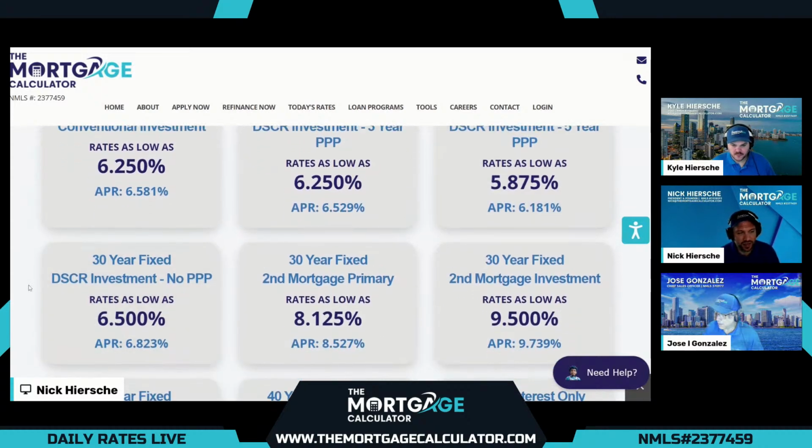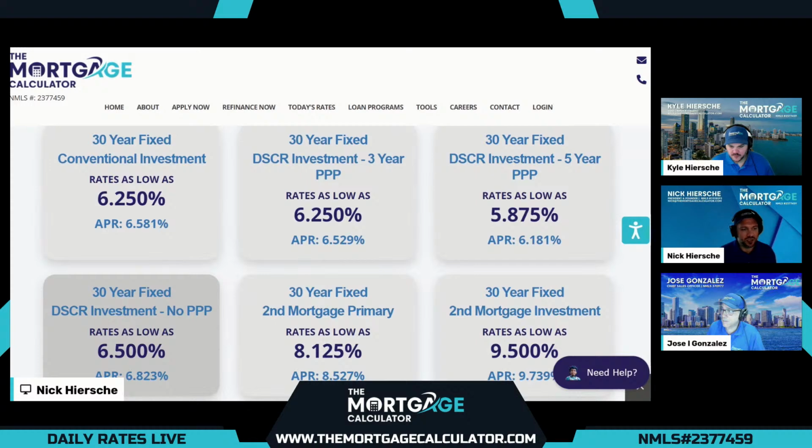And our final DSCR option is a no prepayment penalty option. Some states don't allow it, and some people don't want it. No problem. Rates come in today 6.5, final APR 6.823. So that's a touch higher than conventional, but I'd still say most investors would choose a DSCR loan and recommend most to add a prepayment penalty to drop the rates even further.